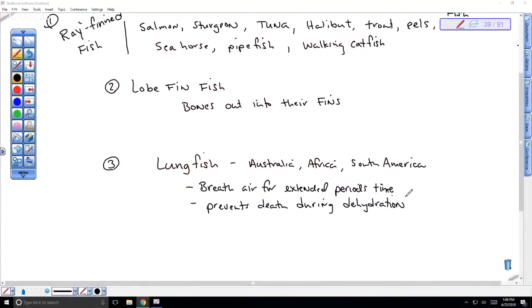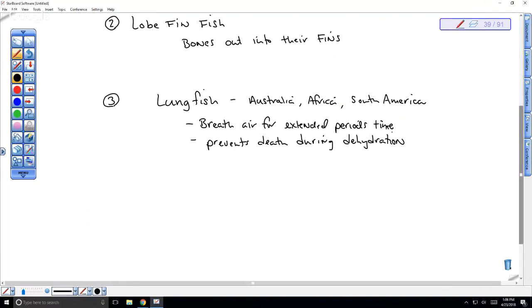Okay, so they mentioned, what is the lung that they use? What is their lung? Their swim bladder, right? So all bony fish have a swim bladder.